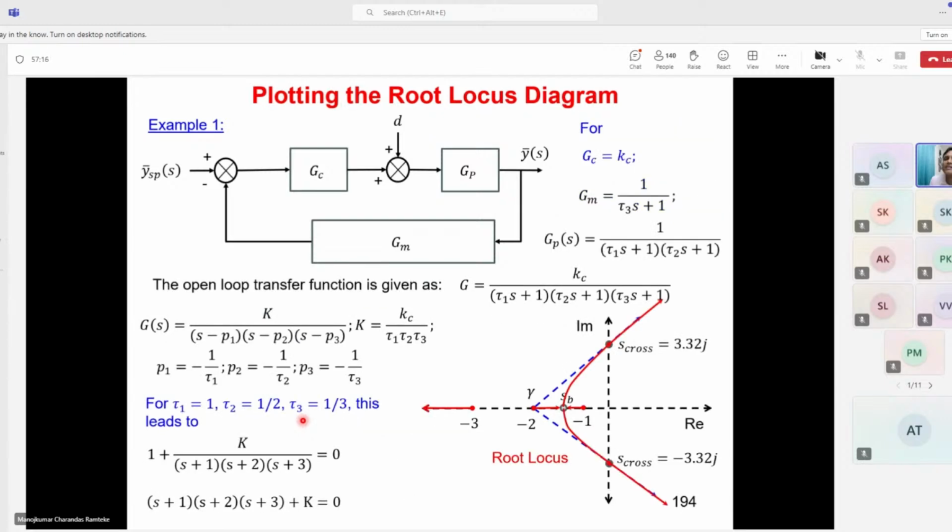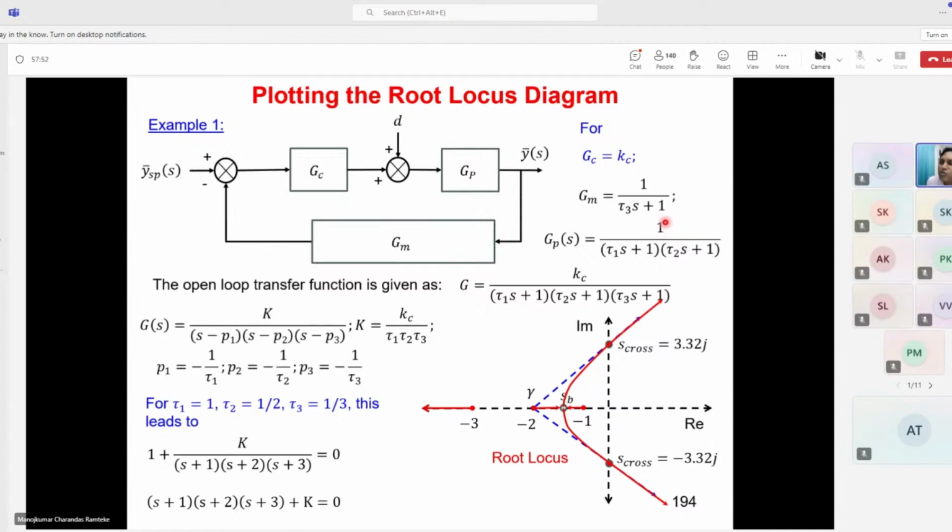Here you can see that Gp is given as 1 upon (tau1 s plus 1)(tau2 s plus 1), isn't it? Let's say this process has a dead time associated with it. So what will the transfer function typically be? You will have an exponential term, e raised to the power minus Td s, in the transfer function. Correct or not?